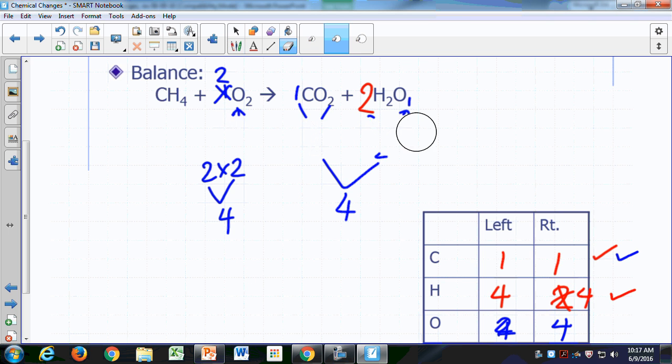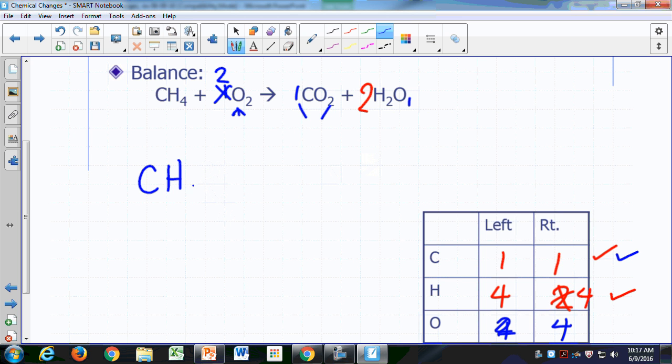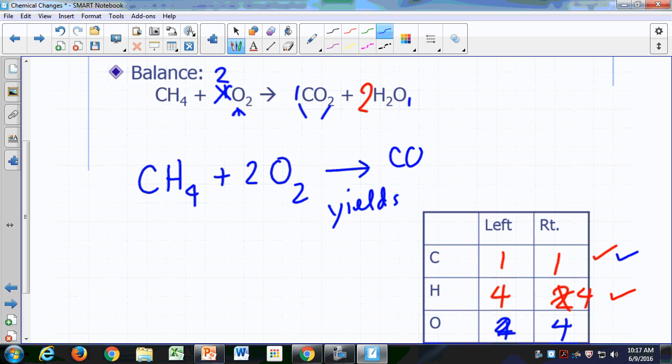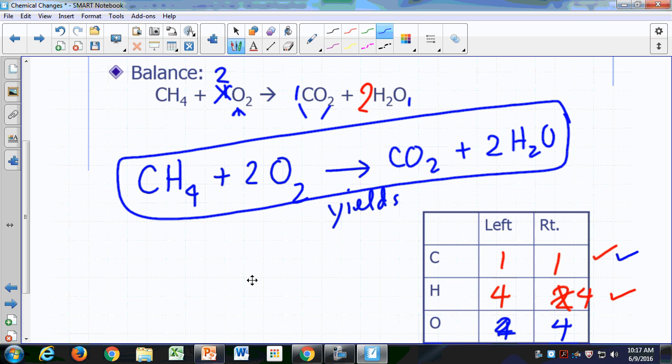Let's clean this up. I have CH4 plus 2O2 yields, and by the way, when you read a chemical equation, when you see an arrow, you say the word yields. Carbon dioxide: 1 carbon dioxide plus 2 waters, 2 H2O. That is your balanced equation, doing it by trial and error adjustment of the coefficients.